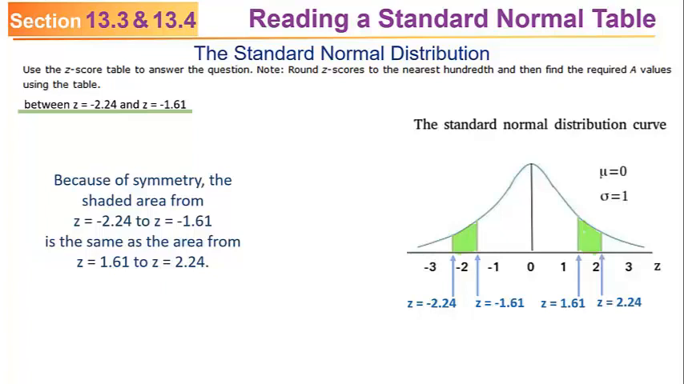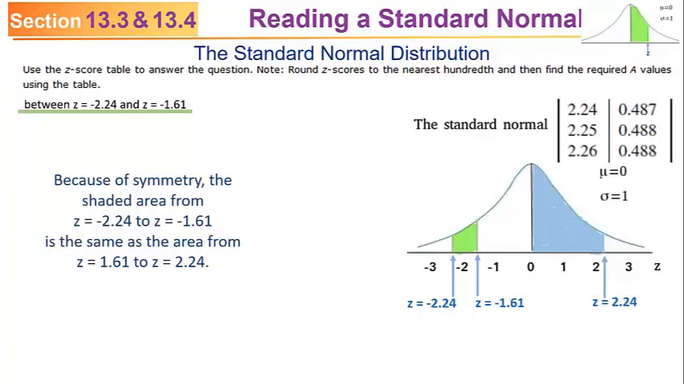You take the larger z value, look up the area, take the smaller z value, look up the area, and then subtract. So the larger is 2.24. Look it up in the table, and you'll get about 0.487. That's the area from 2.24 all the way back to 0.